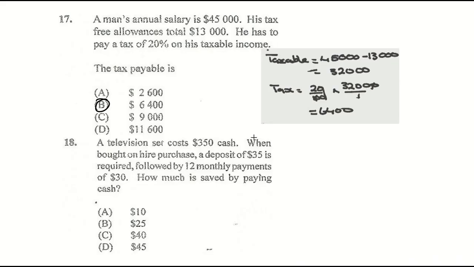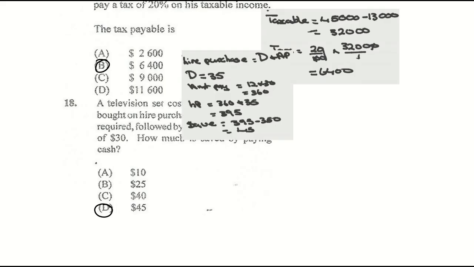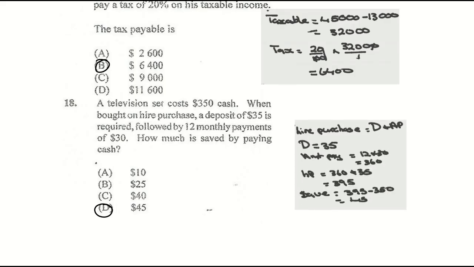A television set cost 350. We did this question, right? This is a repeated question. We saw it a good few years, especially in the New Year years. We saw that the answer was 45, right? It would have been 35 plus 360. 12 by 30 is 360, which is 395. The difference between 395 and 350 is 45. That's how you would have done this question, right? Let me give you guys the working for it. Right, this would have been the working for it.